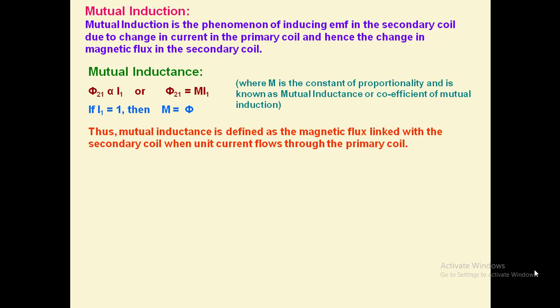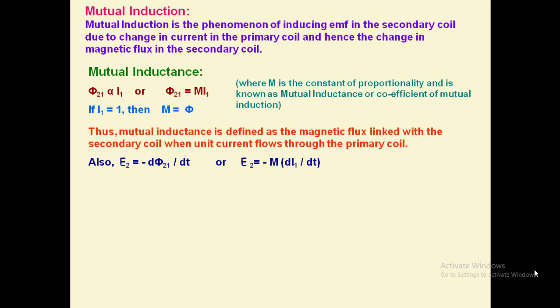If the current passing through the primary coil is equal to 1 ampere, the mutual inductance is equal to phi. So we can define the mutual inductance as the magnetic flux linked with the secondary coil when unit current passes through the primary coil.